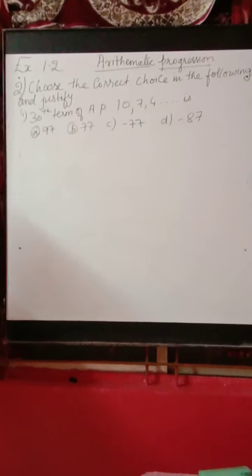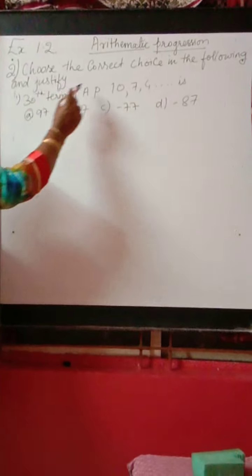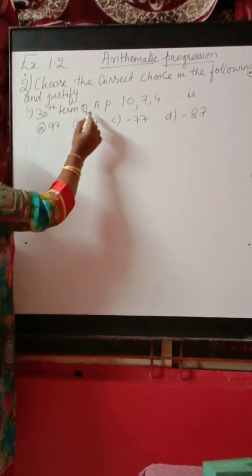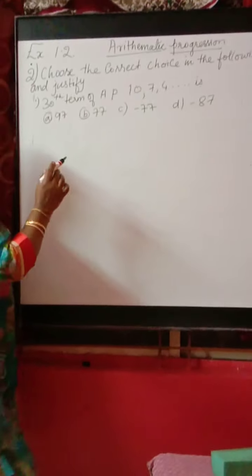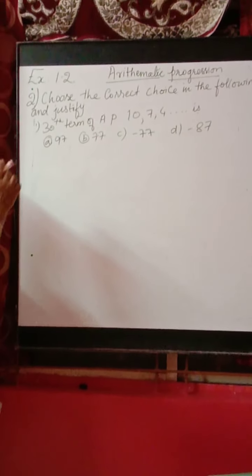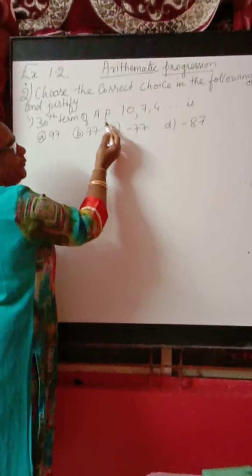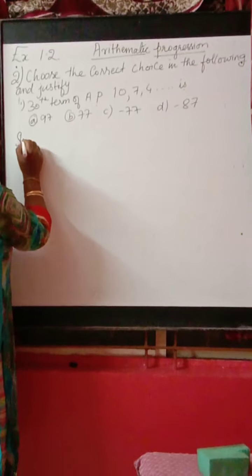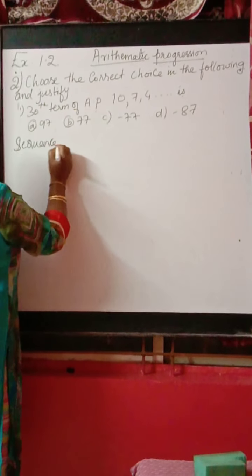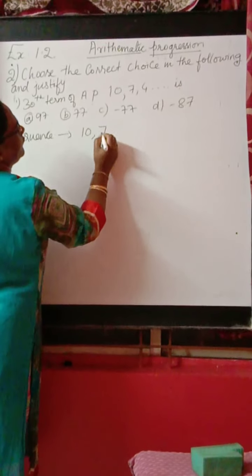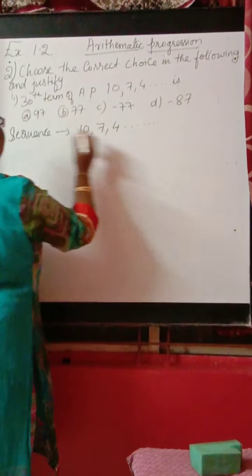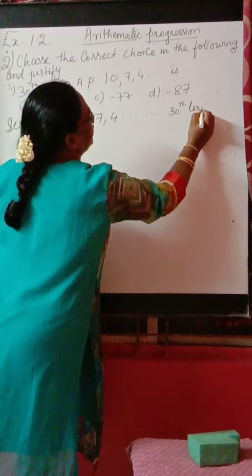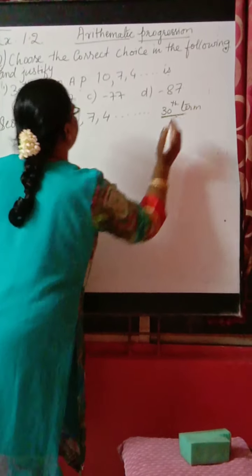Okay. Now, I have taken the second problem. Choose the correct choice in the following and justify the answer. What they have given is: the 30th term of the AP in this sequence is which one? You have to find the 30th term of the arithmetic progression in the given sequence. So, let us write the sequence. The sequence goes like this: 10, 7, 4. So, you have to find the 30th term. What is the value of the 30th term?